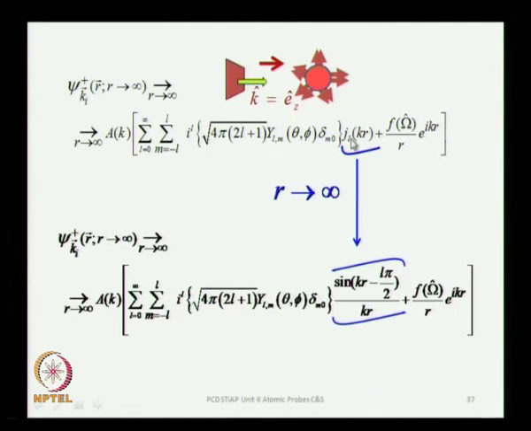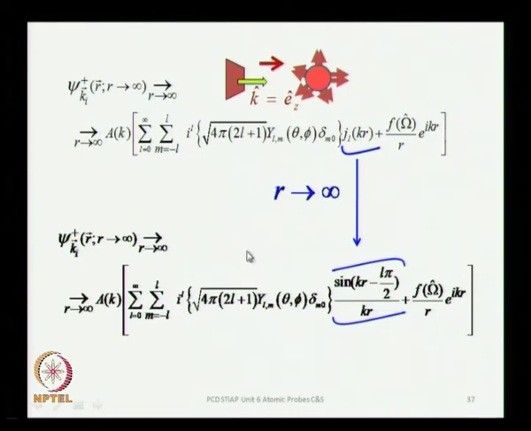So, this spherical Bessel function is now written explicitly for the asymptotic region r tending to infinity as sin of (k r minus L pi by 2) over k r, and then this is the scattered part, which is e to the I k r over r multiplied by this scattering amplitude f of omega. Okay.